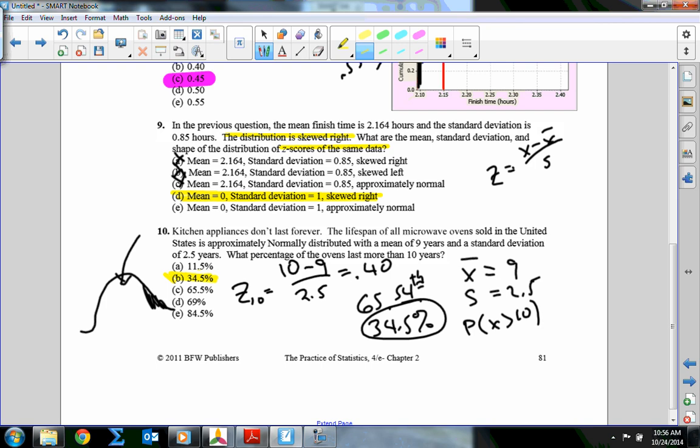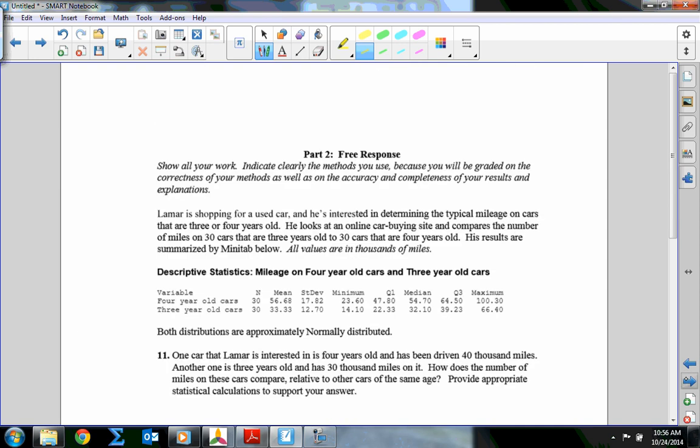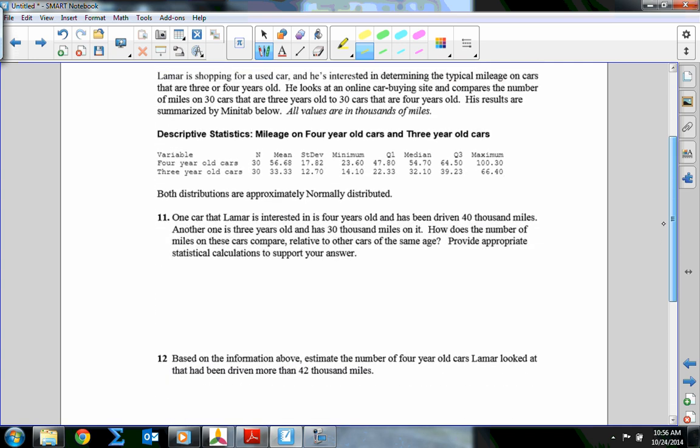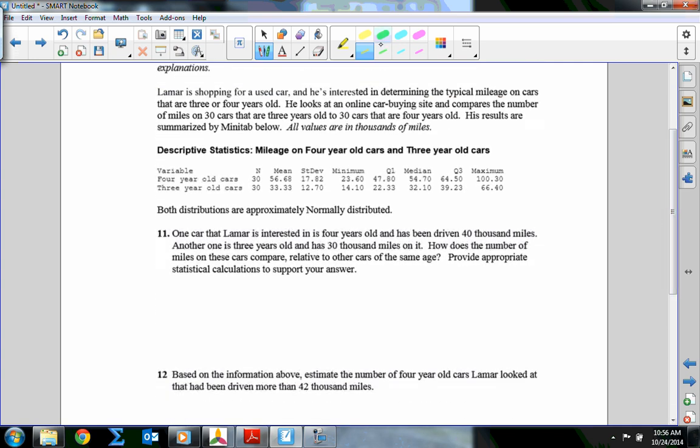All right, let's look at the free response ones. Oh, so we start with some computer printout. And let's go over the computer printout really quickly in case there's something you don't understand. N means the number of people that are participating. So we have 30 for each. Then we have the mean, which is the average, the standard deviation, which gives us an idea about the spread. Minimum, Q1, median, Q3, and the maximum. That's our 5-number summary.